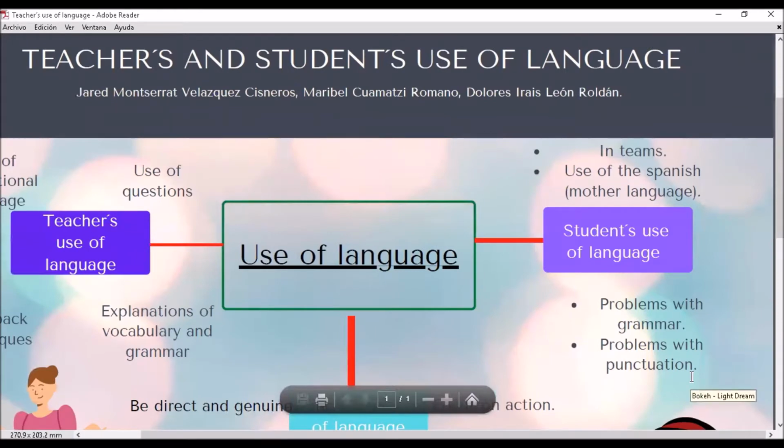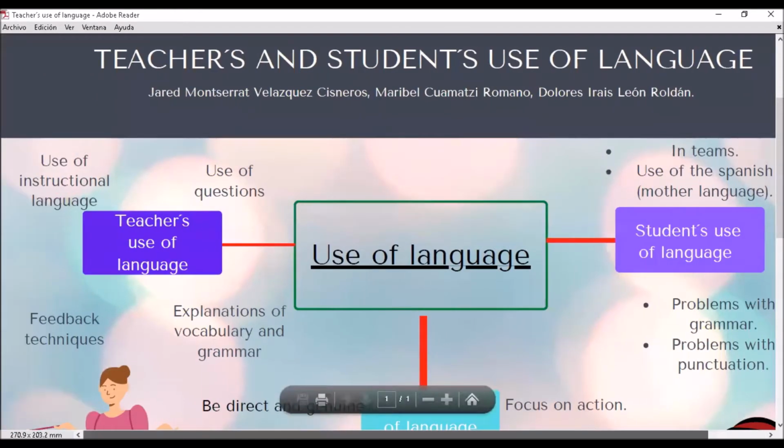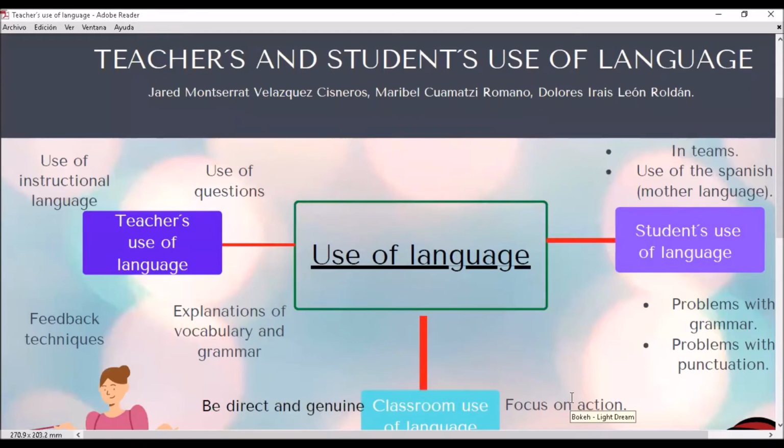First, teachers' use of vocabulary. It's very common that the teacher uses instructional language because he needs to guide the planned activities so they can be carried out in a correct manner. Then, using questions, teachers should ask the students if they have understood the topic correctly or if they have doubts, to solve them.